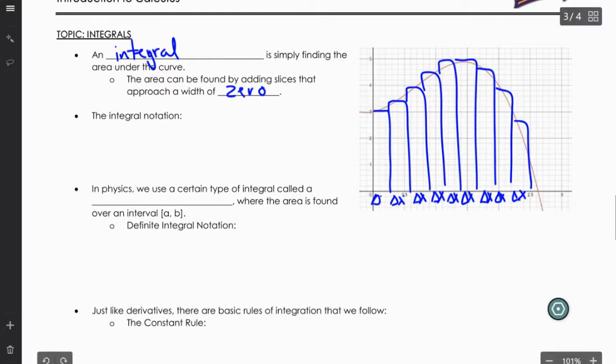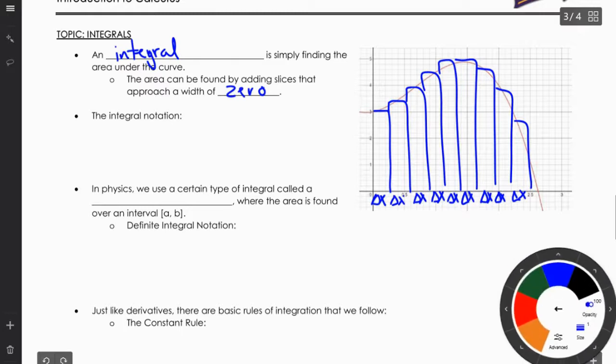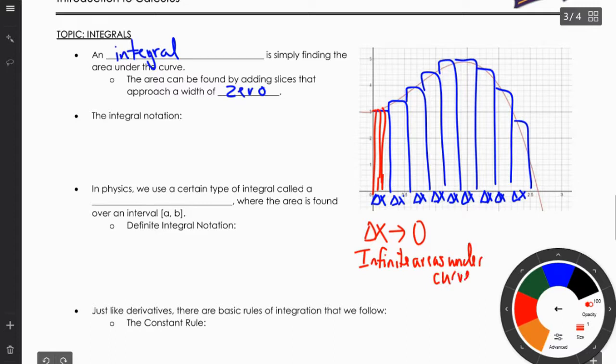Well, ultimately what you're going to do is make these little areas even smaller every time. So if I just do something like this, change that one area into 4 areas, and do the same thing. So my delta x is going to approach 0, which means you're going to have an infinite amount of areas under the curve.